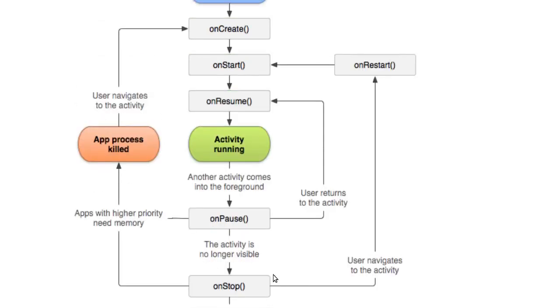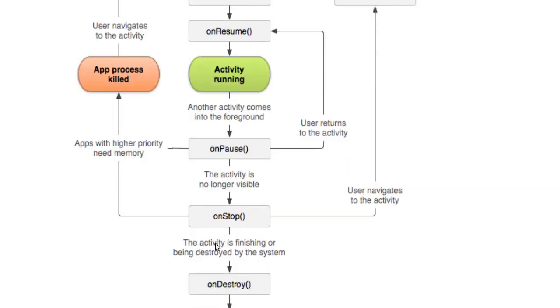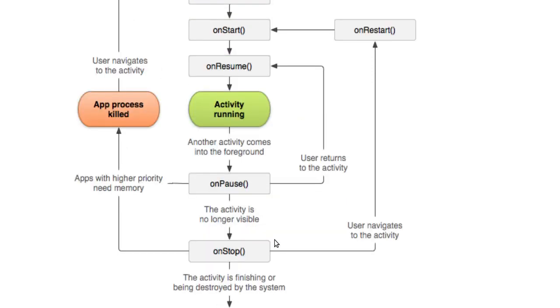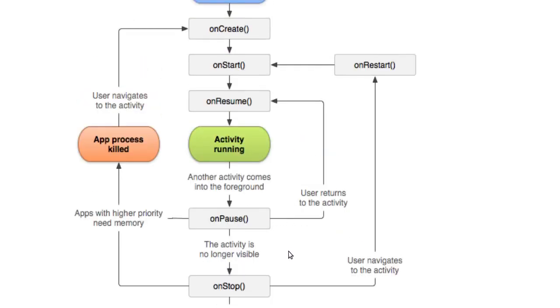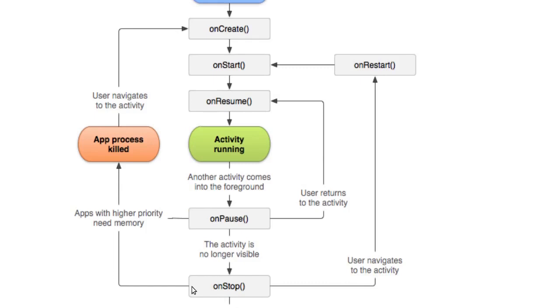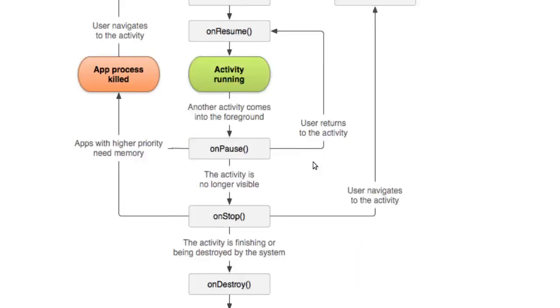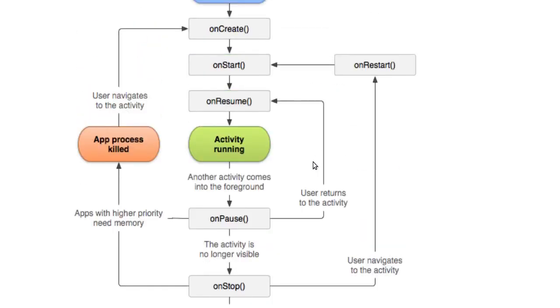There is one more path. When onStop is called but onDestroy is not called, the user can start that activity again by using the onRestart method. And similarly we have the onStop method. Apps with higher priority need memory, so in that case the app process is killed, and the user navigates to onCreate. So if Android kills the app, we have to go through the onCreate method again.